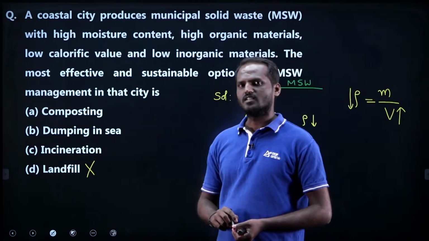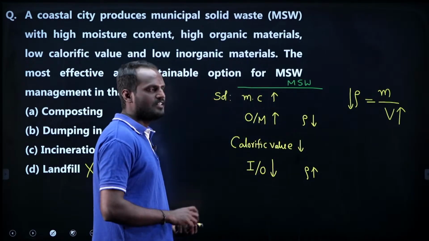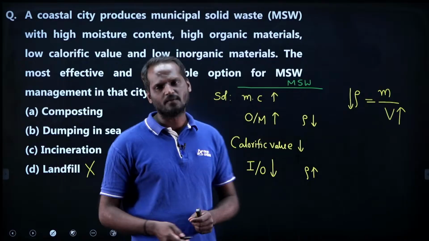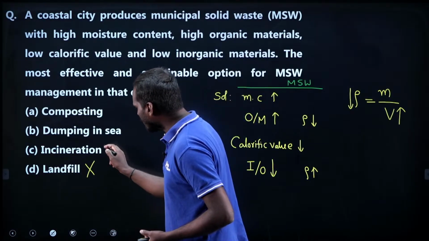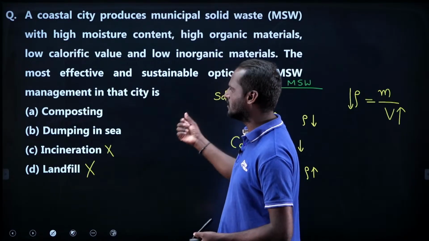Go for incineration. The calorific value of the given waste is very low, and incineration is meant to extract energy. If the calorific value of the waste is low, with incineration you cannot do anything. Incineration is also a bad choice for this given MSW management.